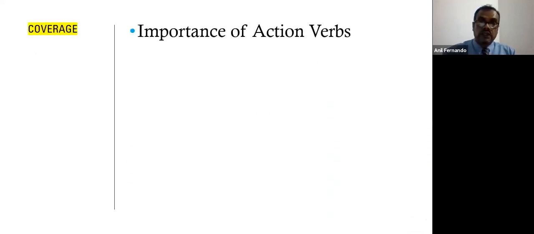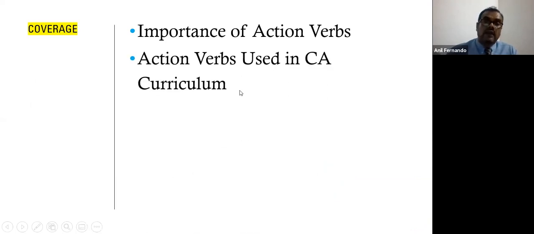Today's coverage includes the importance of action verbs. What action verbs really mean, why they are important for us, and their relevance and significance will be discussed. And the action verbs used in the CA curriculum.